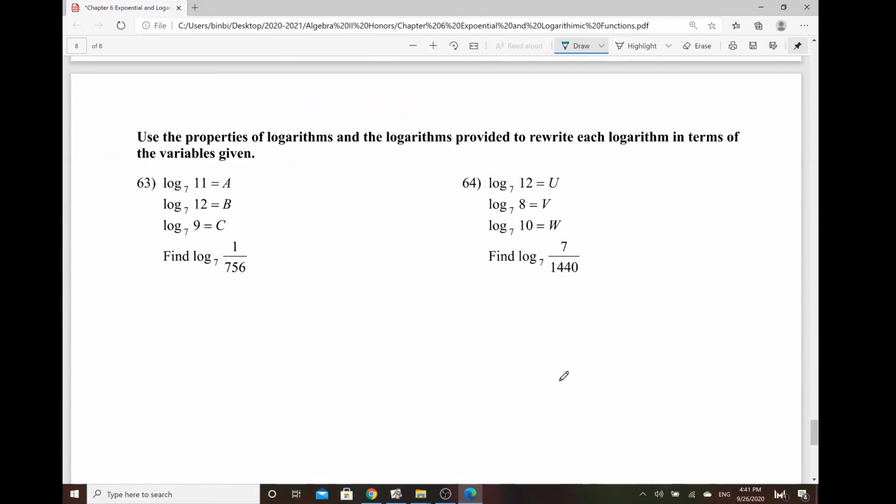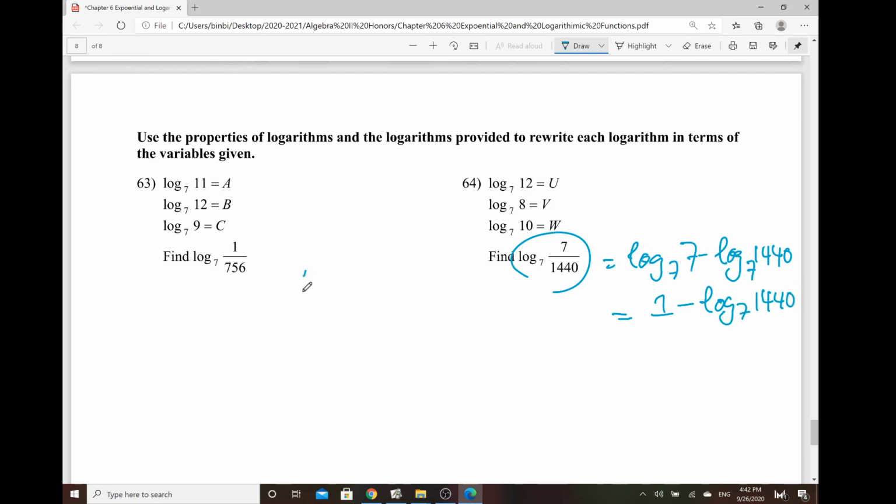And now what about this type of structure without any number for the result? How would you evaluate log base 7 of 7 over 1,440 by using those letters? Again, similar structure, you want to expand it. So log base 7 of 7 minus log base 7 of 1,440. Log base 7 of 7 is always 1, because 7 to the first power is 7. Now the problem is that for 1,440, we need to break it apart with those constants: 12, 8, and 10. Divided by 10, we have 144 times 10. 144 is 12 and 12.